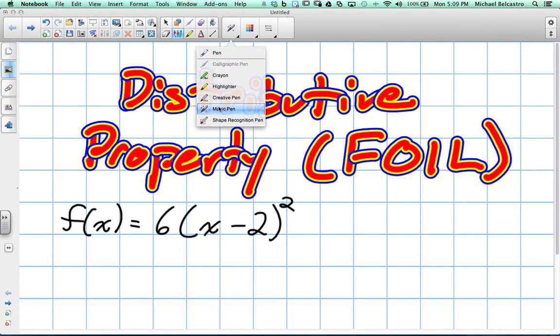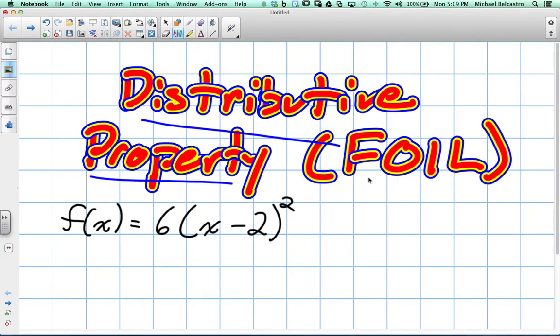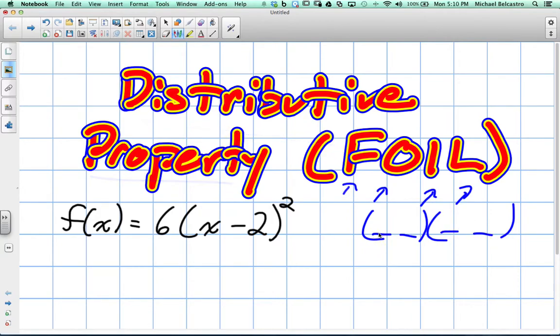Okay, so we're going to go over distributive property. They also sometimes call it FOIL, in this case, when you have two binomials. Binomials are terms that have two brackets. When they say two binomials, it's two brackets with two terms inside of them that you have to multiply together. And we'll talk about what this acronym stands for.